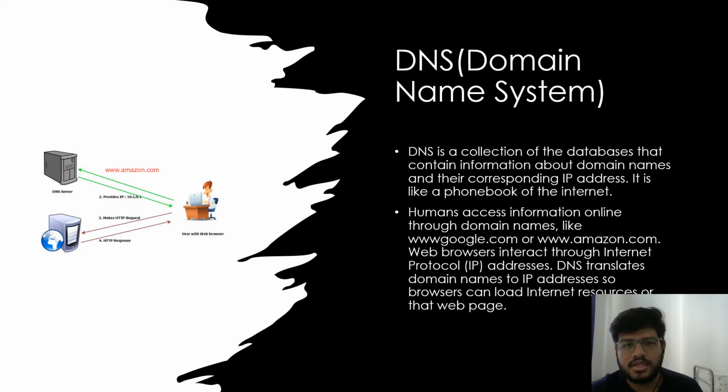So DNS is like a collection of databases that contain certain information about domain names and their corresponding IP addresses. It is like a phone book of the internet, like I said before. So, humans access information online through domain names, like www.google.com or amazon.com. These web browsers interact through IP protocol addresses. Then again, the DNS translates these names to IP addresses, and the browser loads that web page from the internet resources.